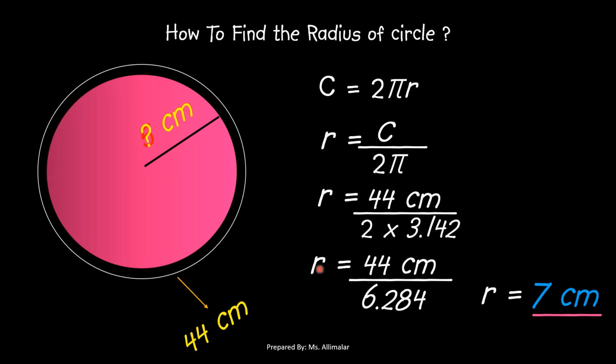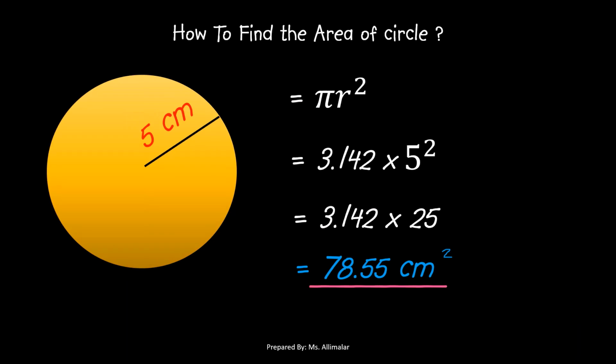So r equals to 44 divide 6.284. You will get 7 centimeter. Of course, you will get a point in your calculator, so you can just take the number 7. Easy. Okay. So the radius is 7 centimeter. You can use the same formula to check the circumference, whether you are getting the 44 centimeters or not. Okay, now let's look at the next thing.